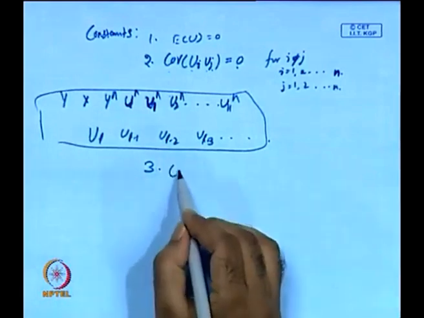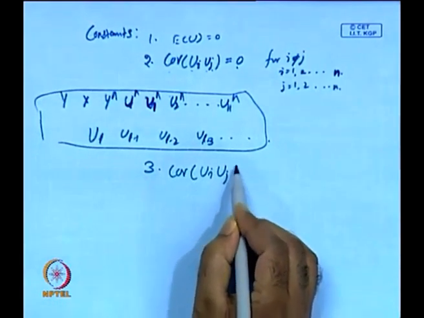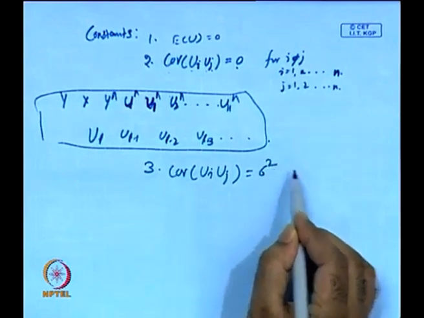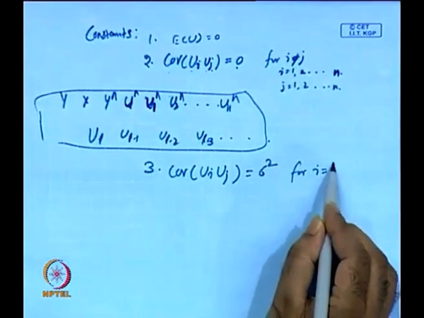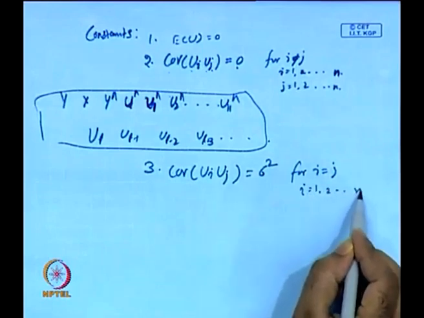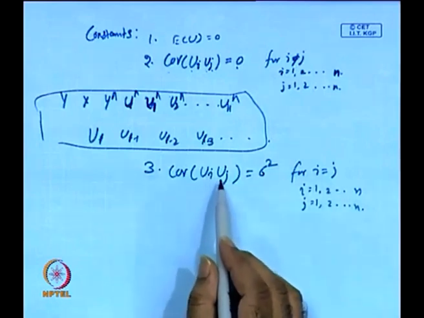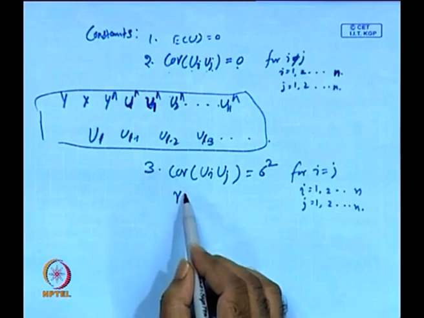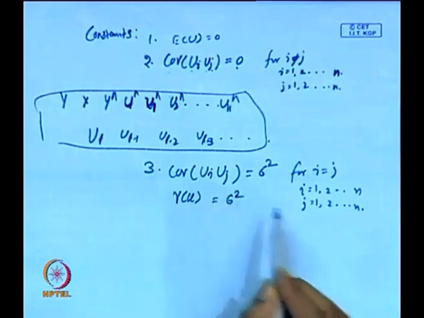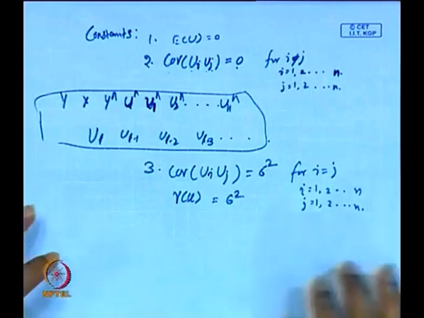The third assumption is that covariance of ui uj is equal to sigma squared for i equal to j, i equal to 1 up to n, j equal to 1 up to n. So covariance of ui and uj for i equal to j is nothing but the variance of u. So variance of u must be constant. So once you have u, first you check whether the mean of that error term is exactly equal to 0. This is step 1. If it is satisfied, then you go to step 2.